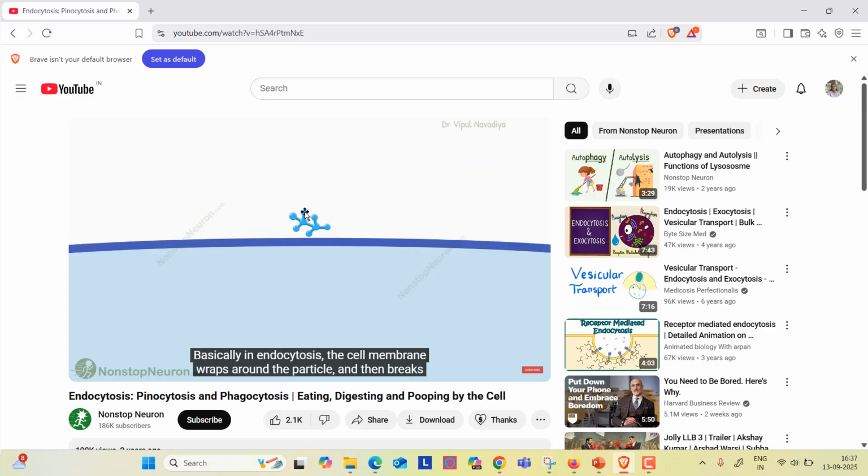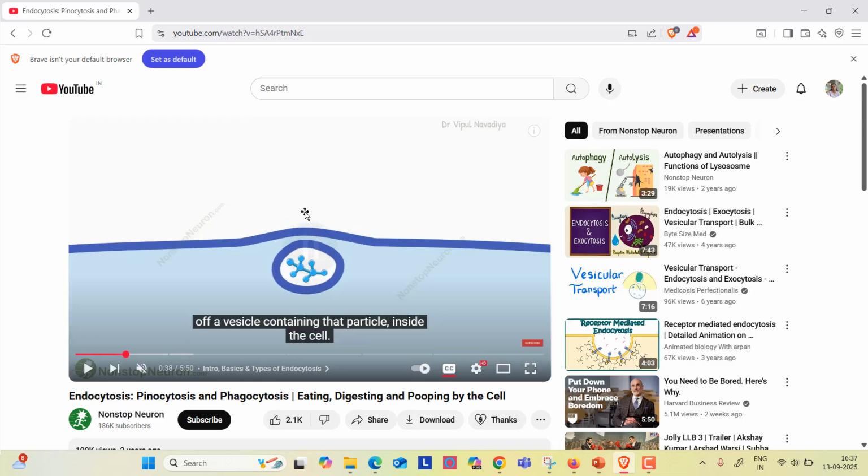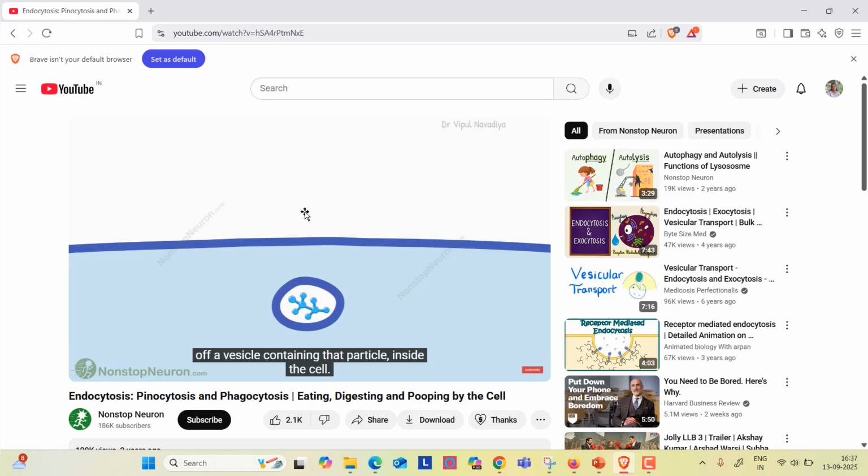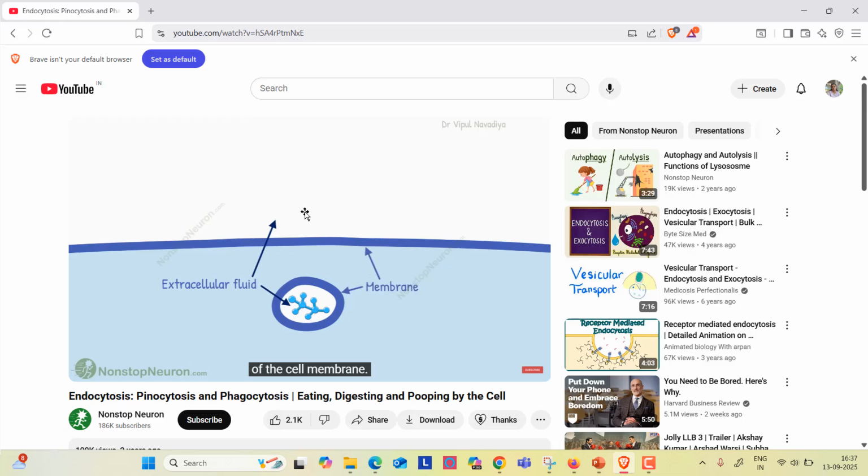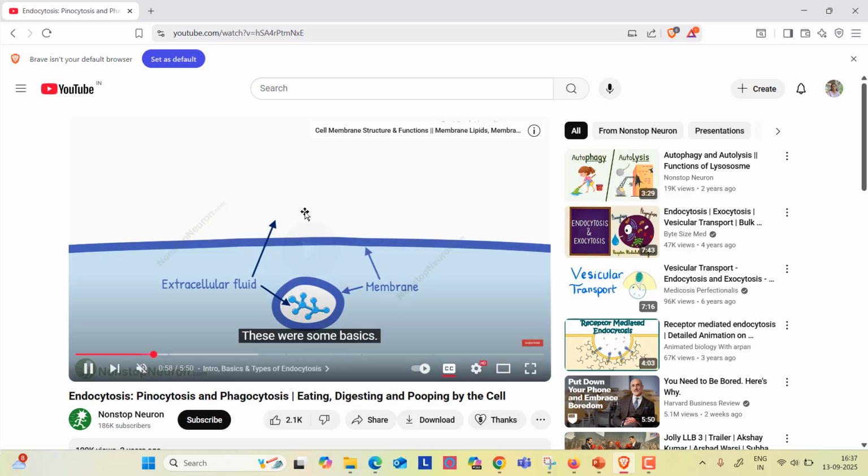Basically, in endocytosis, the cell membrane wraps around the particle just like that. You can see a vesicle containing the particle inside the cell. Okay, and based on how it is formed, you can understand that the fluid inside this vesicle is the extracellular fluid from the outside, and the wall of the vesicle is a detached portion of the cell membrane, right? So these are the basics.